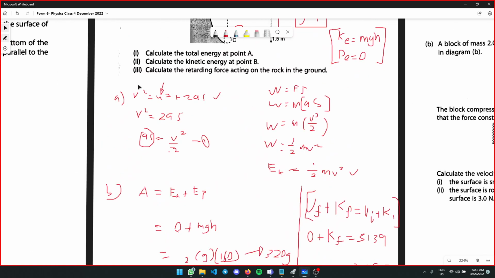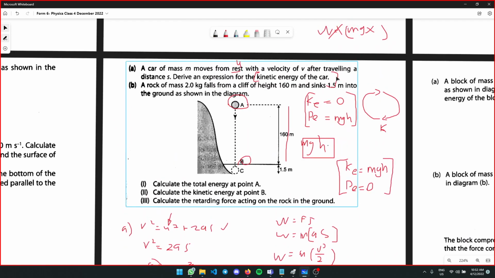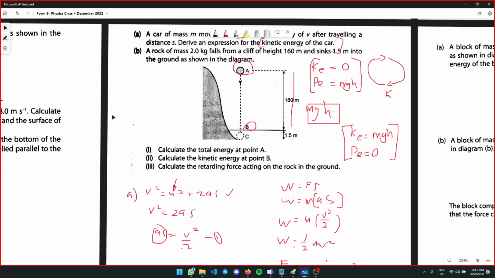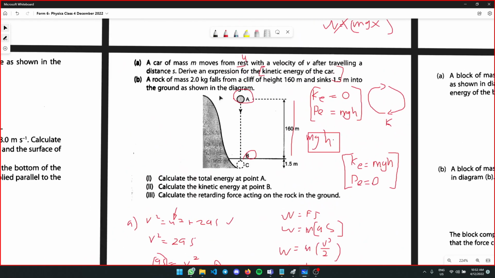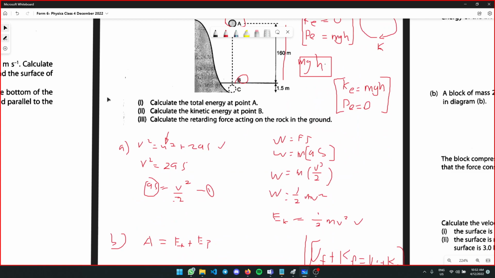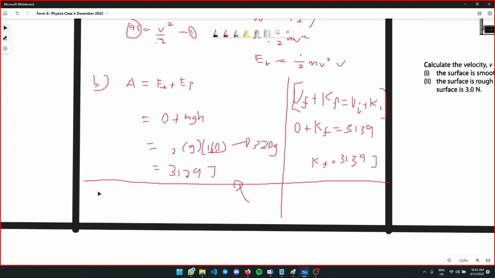And then finally, let's use number three. Logic number three: calculate the retarding force acting on the rock in the ground. Just now I mentioned it actually sinks into the ground, 1.5. So we have to find the retarding force. They did not give us a time frame, only that it sunk 1.5. That's all we can work with.